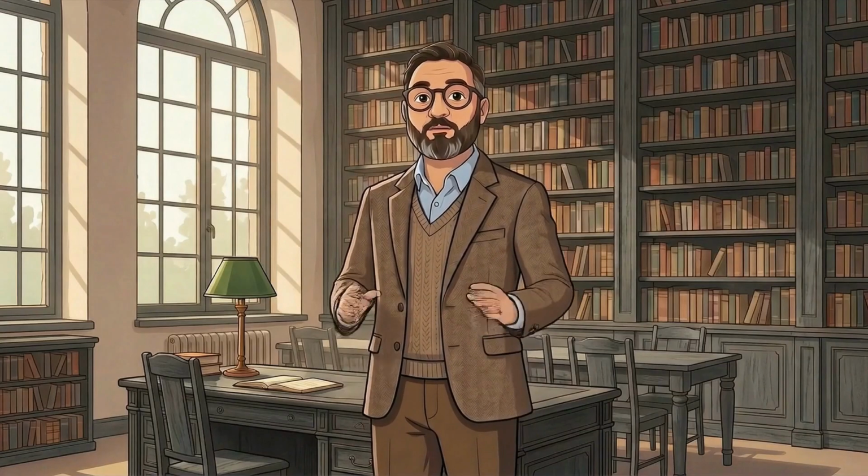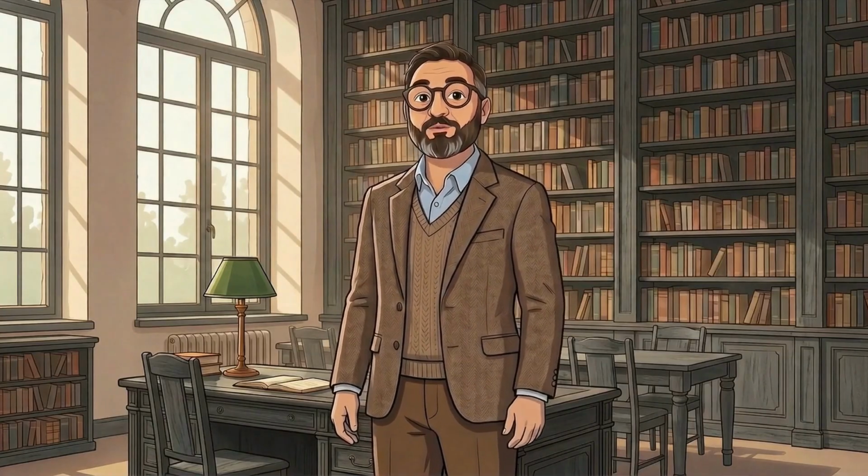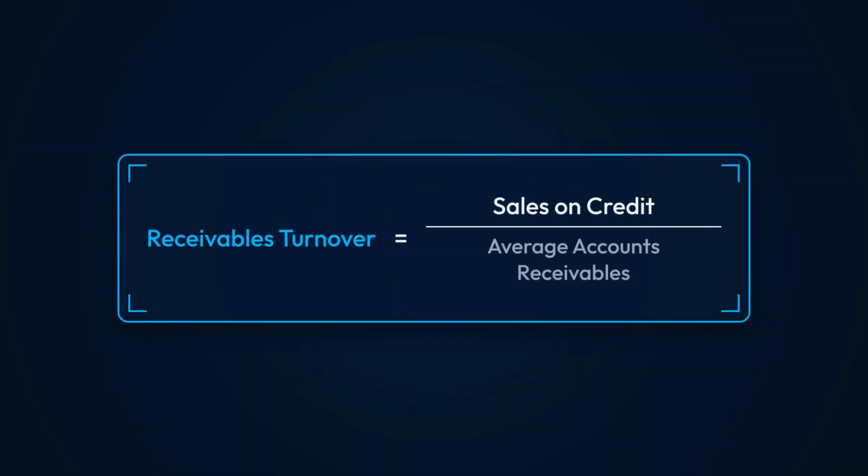Next, let's talk about trade receivables. That's money customers owe the company. Here we look at receivables turnover. This is sales on credit divided by average accounts receivables. It tells us how many times the company collects its outstanding receivables during a period.